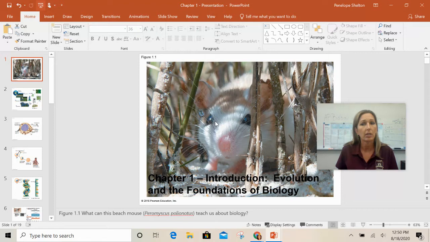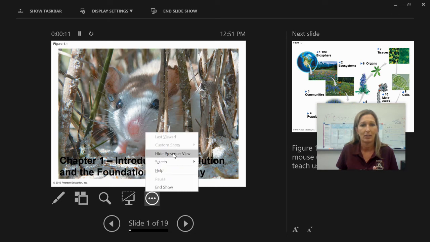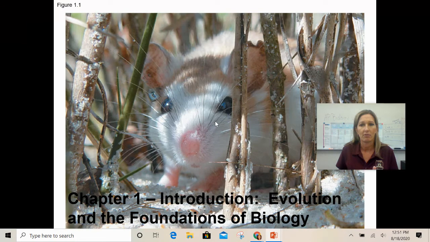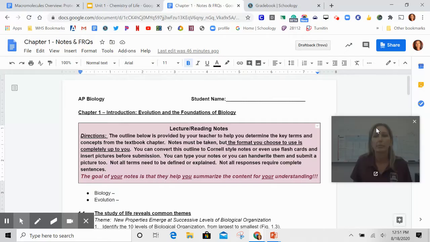Let's see if we can get this to show. This is not the way I want it to show up. So let's see what we can do. Hide presenter view. There we go. That's the way we want it. Okay.